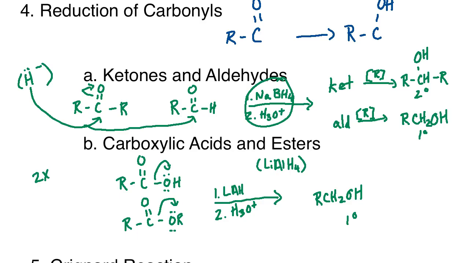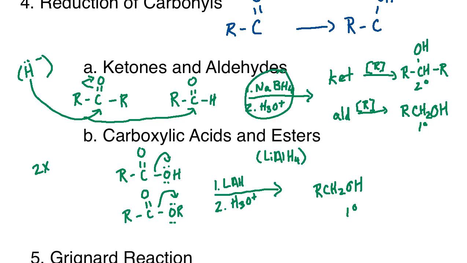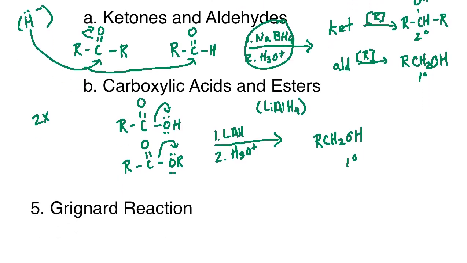So that covers reduction. Again, carbonyls are compounds that have this C double bond O. There are other carbonyls that can be reduced, but again, check out the lectures that I told you to look at and you'll see some more examples there of things like acid chlorides and anhydrides. They can all be reduced as well using lithium aluminum hydride.